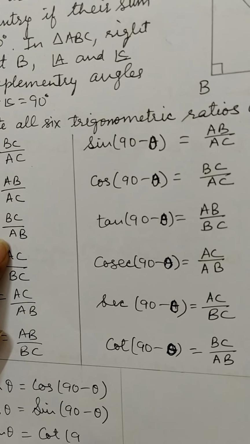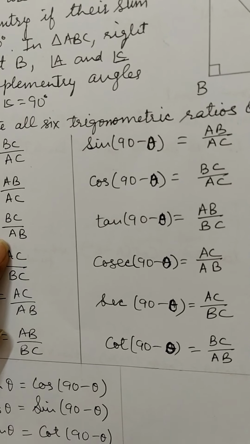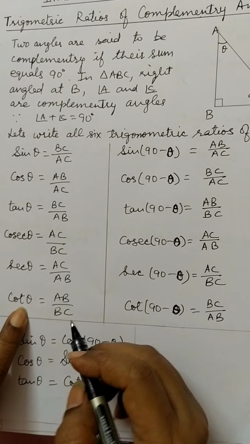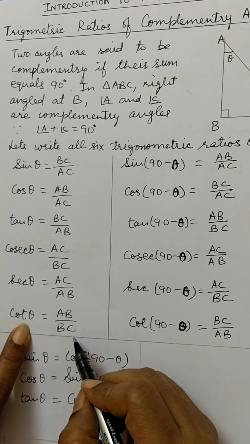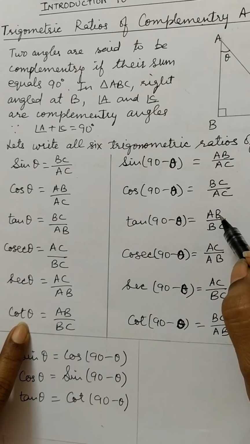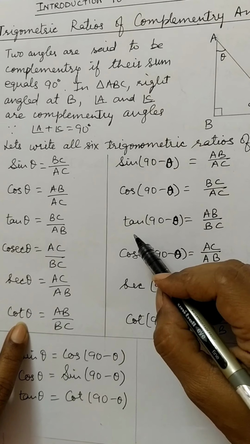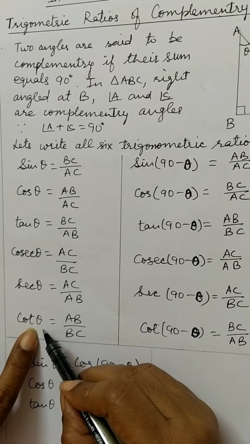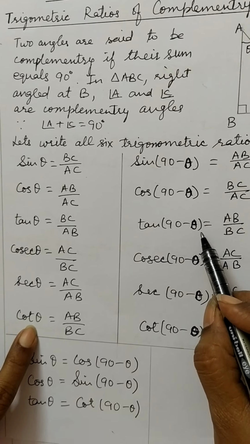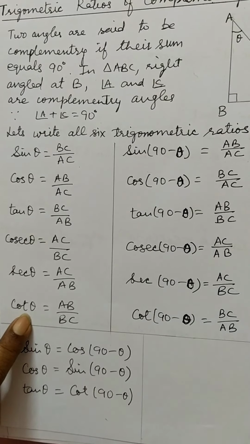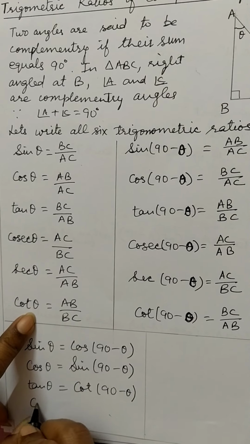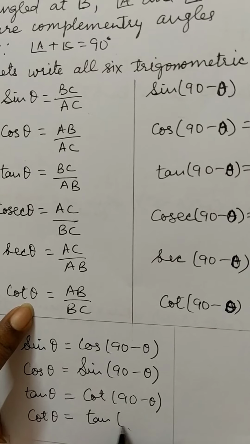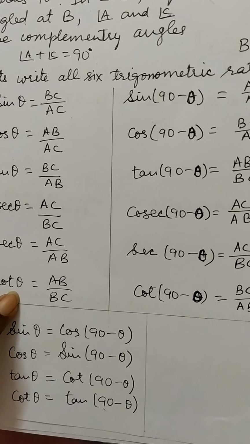They have the same ratios of sides. Next, if we see cot theta here, cot theta is AB upon BC, and AB upon BC here is for tan 90 minus theta. That means cot theta and tan 90 minus theta both are equal to AB upon BC, so they are equal, and we can write that cot theta is tan 90 minus theta.